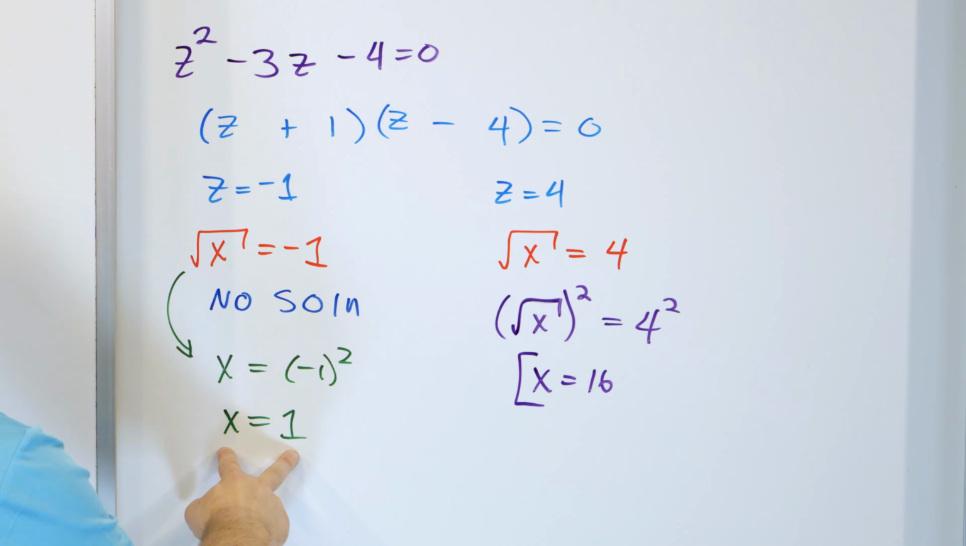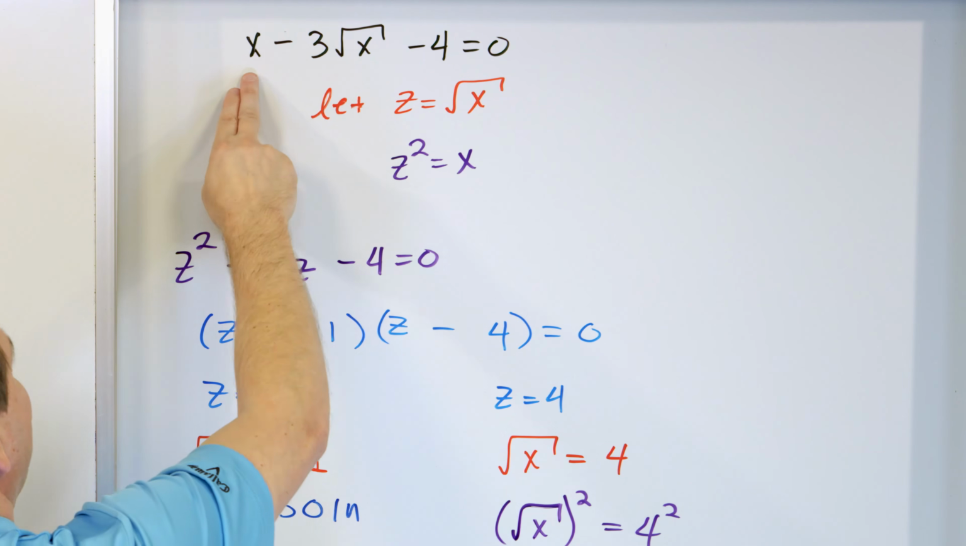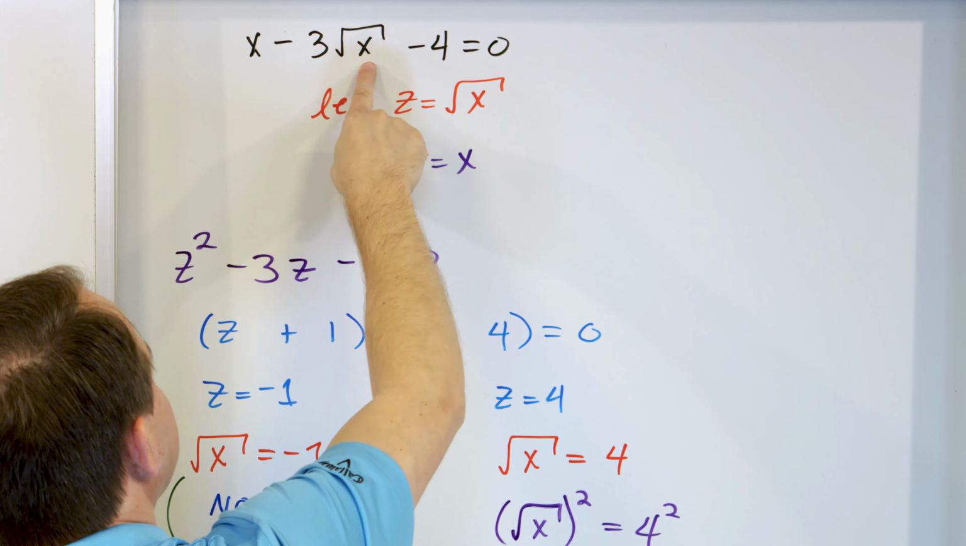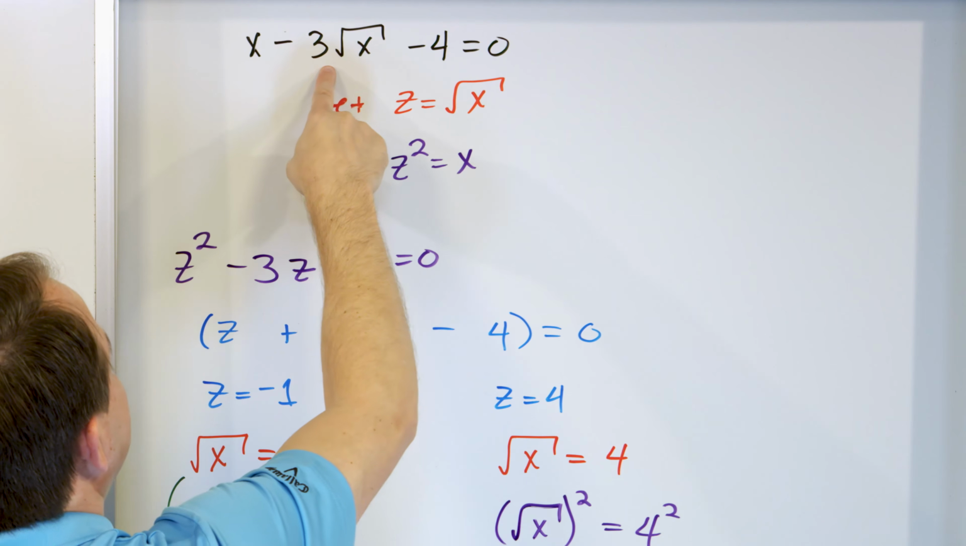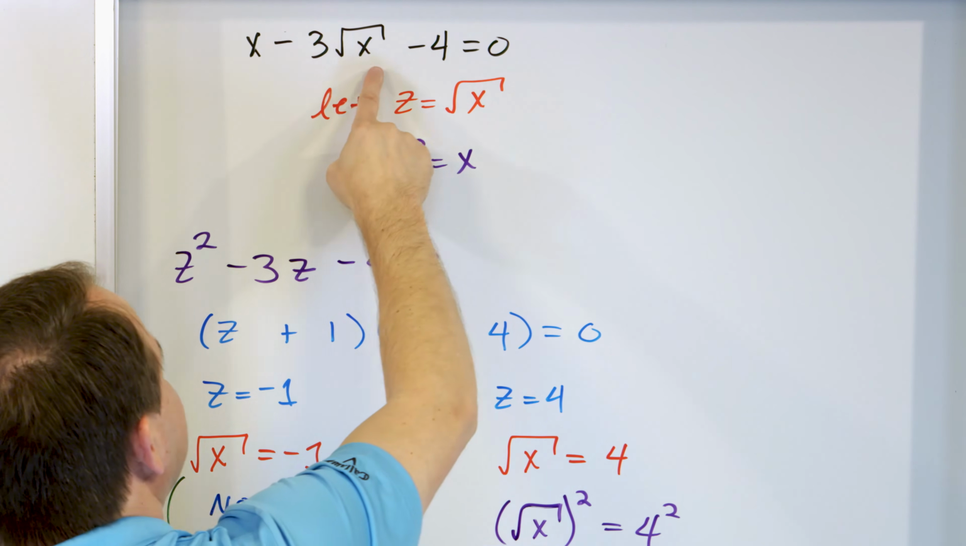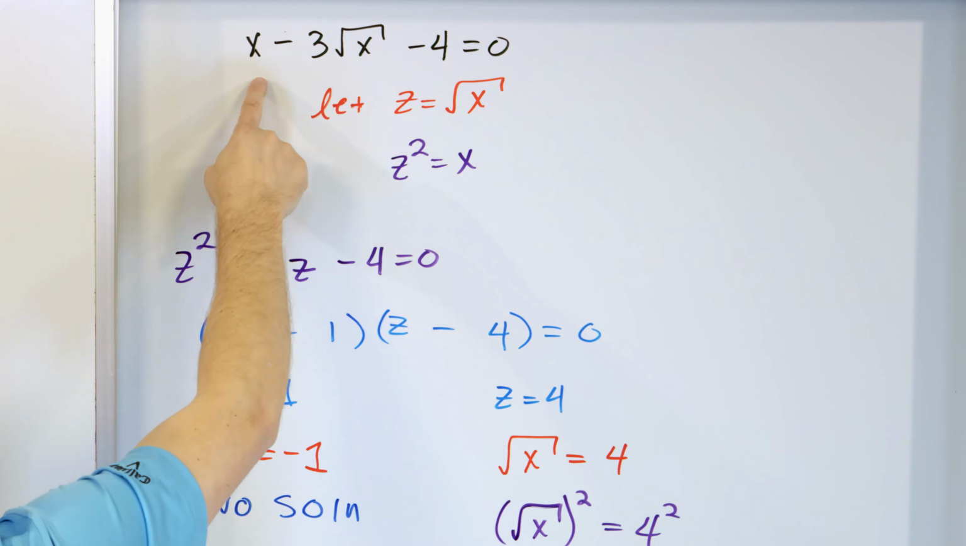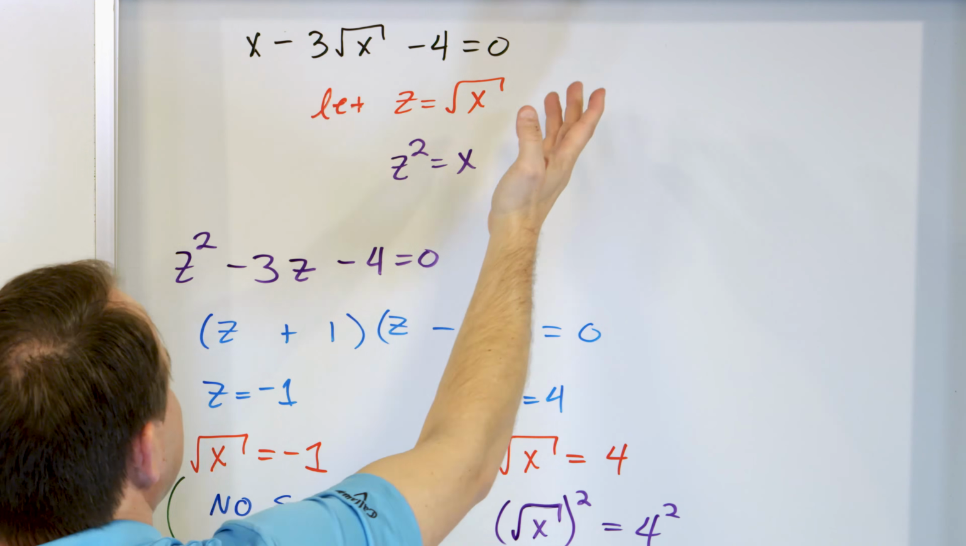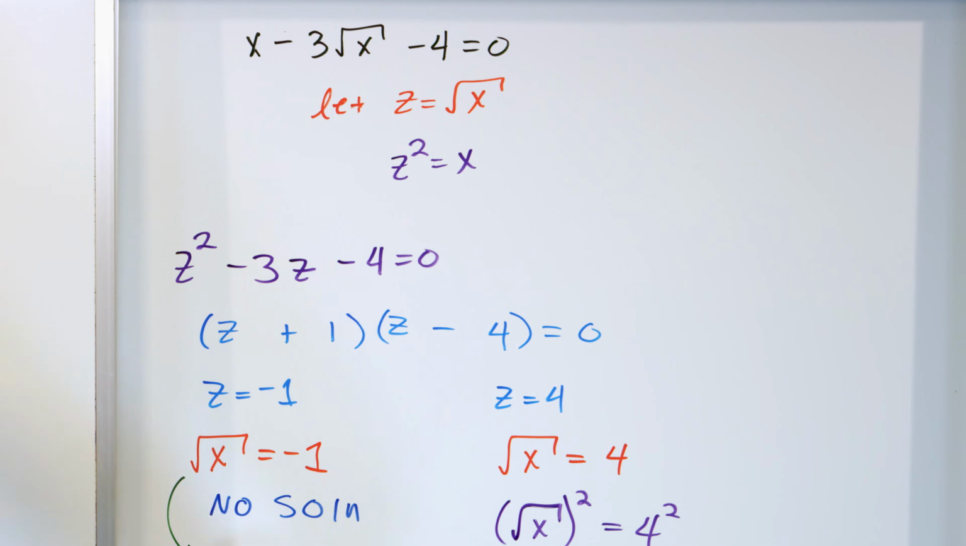If you go back up to the original problem and put a 1 into this equation, does it work? 1 minus 3 times the square root of 1 is just going to give you 1. So 1 minus 3 is -2, and -2 minus 4 is -6. So when I put this in here, it doesn't work.